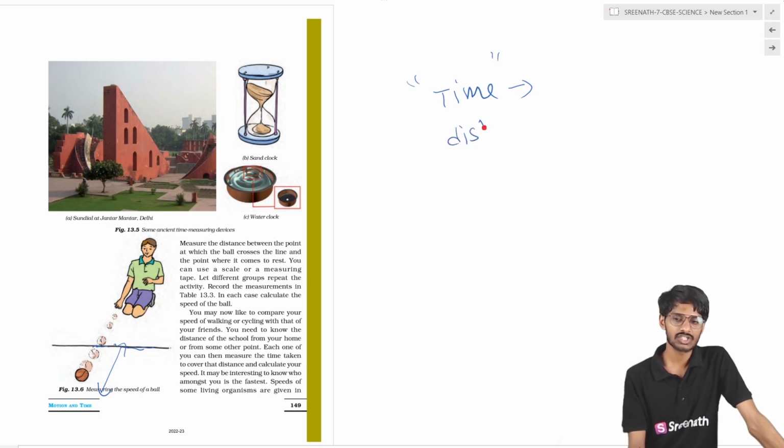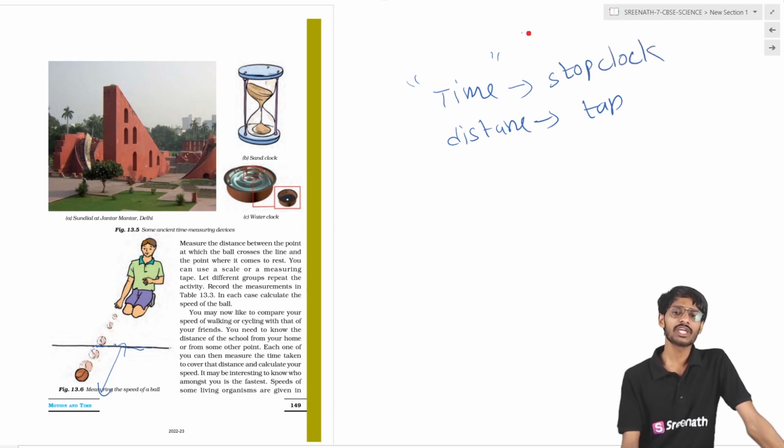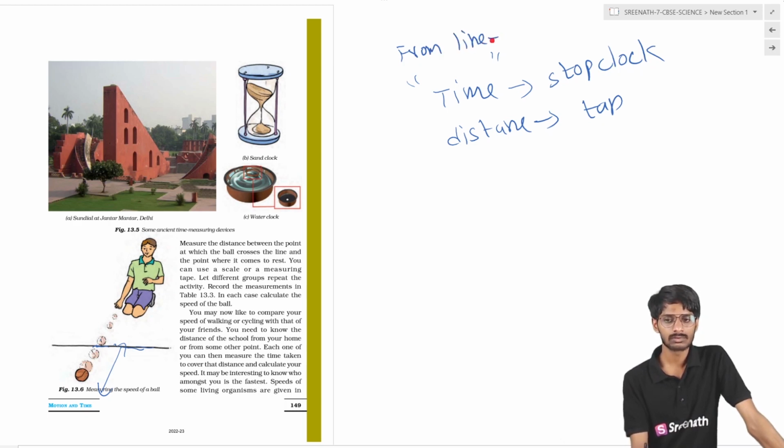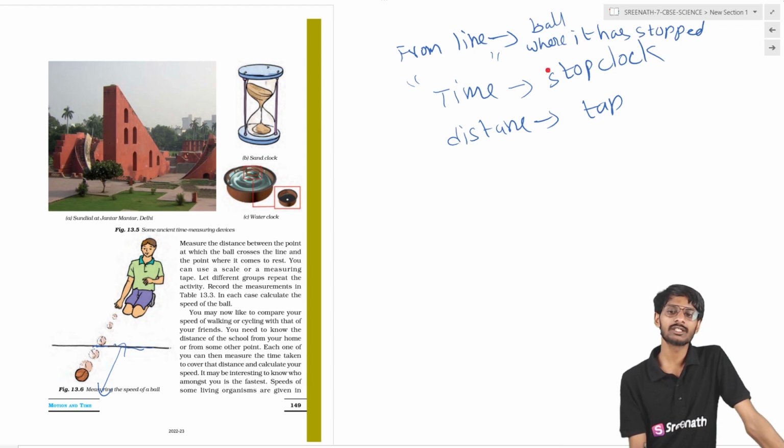We have to measure the distance using a tape like that, and measure the time using a stopwatch. From where to where? These two events are from the line to the ball where it has stopped, students. Okay, this is the thing.